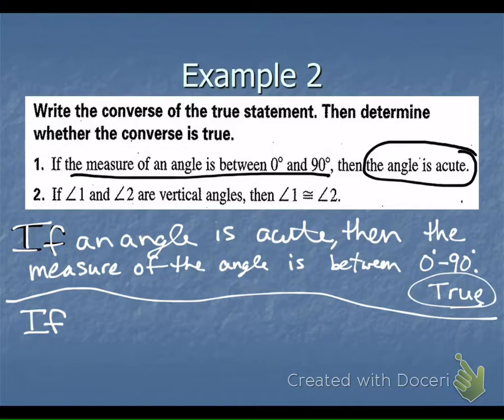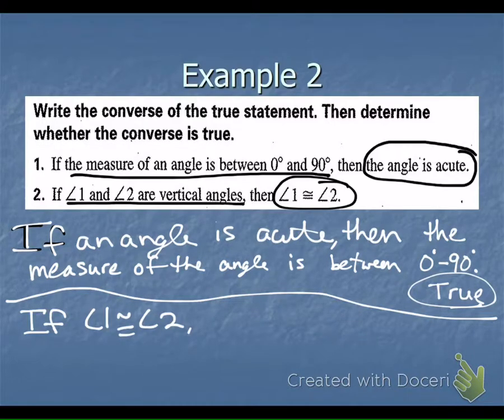Will it help if we underline them? So this is the original hypothesis. This is the original conclusion. The angle 1 is congruent to angle 2. Good. Then the angle 1 and angle 2 are vertical.